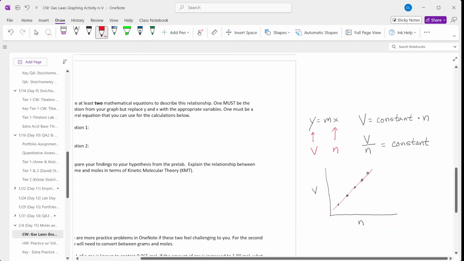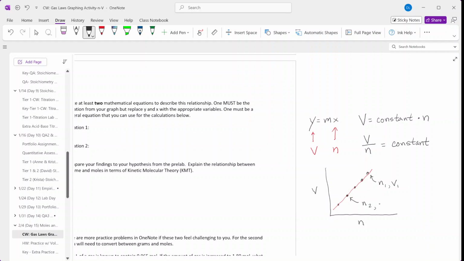It should go through 0 technically, but I drew it poorly. So let's say that this data point here is n1, and this corresponds to some volume 1, right? And then we change some things, and we get to this point here. We have n2 and some other volume 2. These are two data points that we have on the same line.